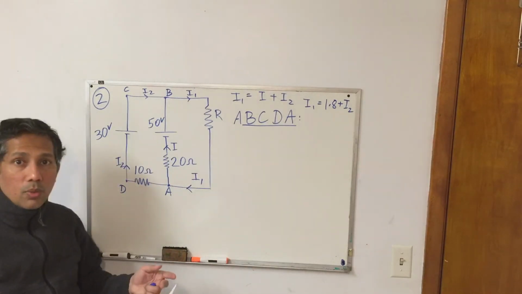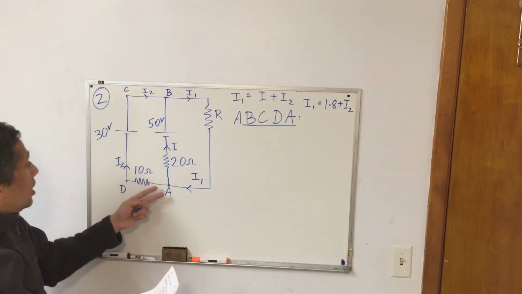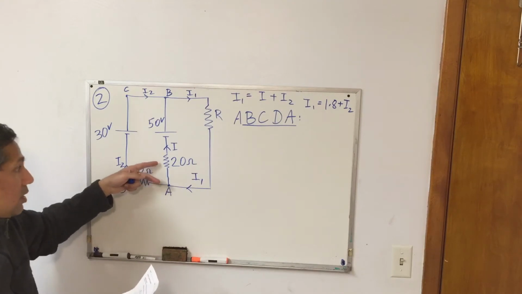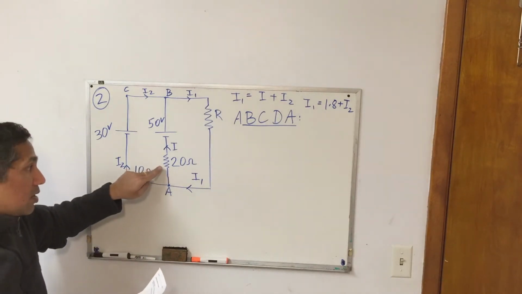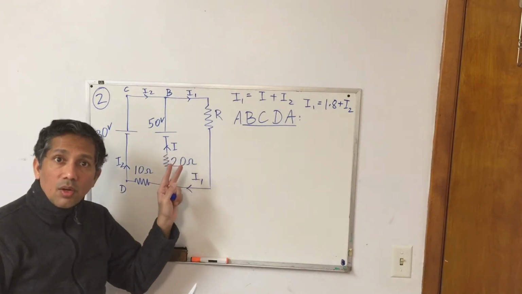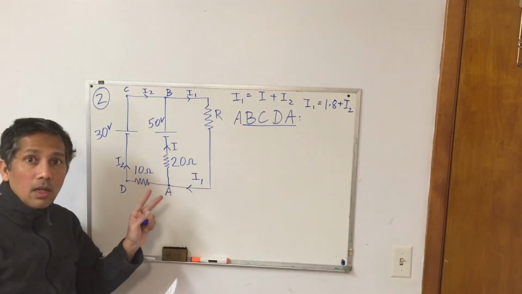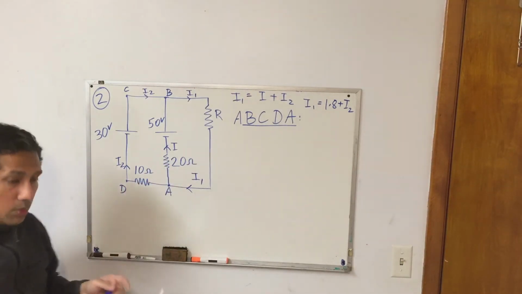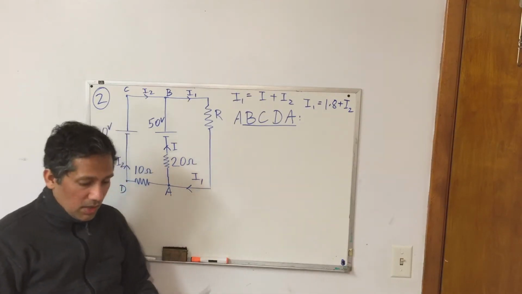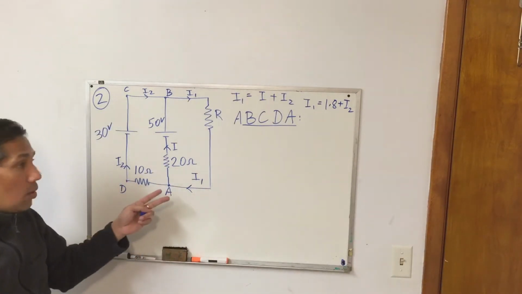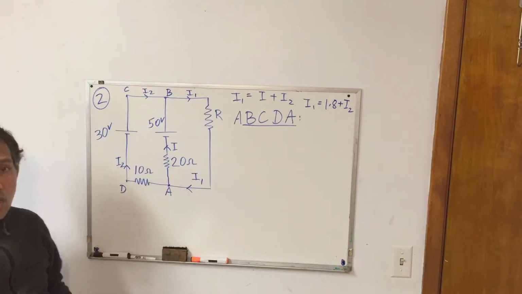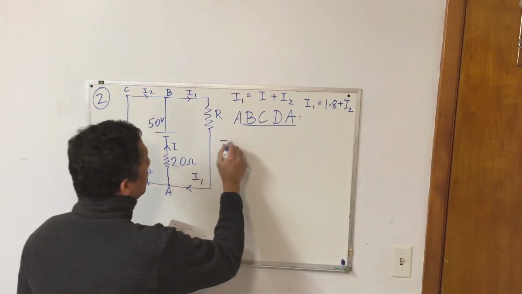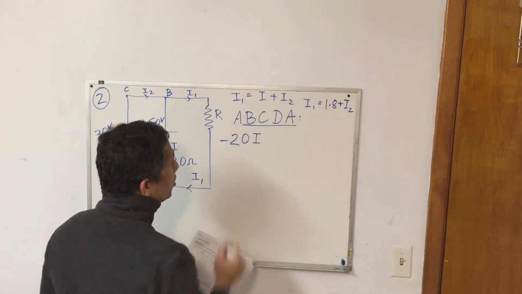Why don't you work with me? Let's go A, B, C, D, A. When I go from A to B, the first thing I see is the 20 ohm resistor. On it, am I traveling in the direction of the current or opposite to it? I'm traveling in the direction of the current, so I lose potential. How much? Ohm's law tells us that with a 20 ohm resistor and a current I, I lose 20 times I volts. So minus 20 times I is the potential I lose.